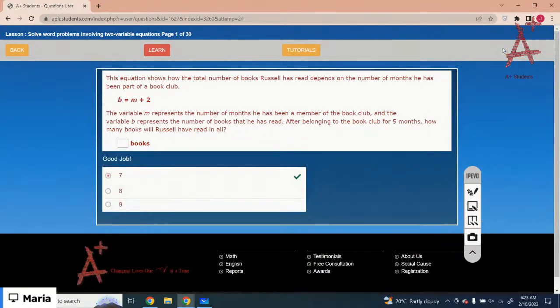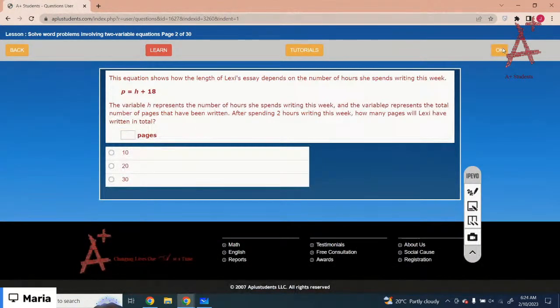Okay, the next one is the equation shows how the length of Lexi's essay depends on the number of hours she spent writing this week. So P equals H plus 18. The variable H represents the number of hours she spends writing this week, and variable P represents the total number of pages that have been written. After spending 2 hours writing, how many pages will Lexi have written in total? So you have to calculate the total. Got it? So just replace the value H equals 2. Got it? So 18 plus 2 equals.